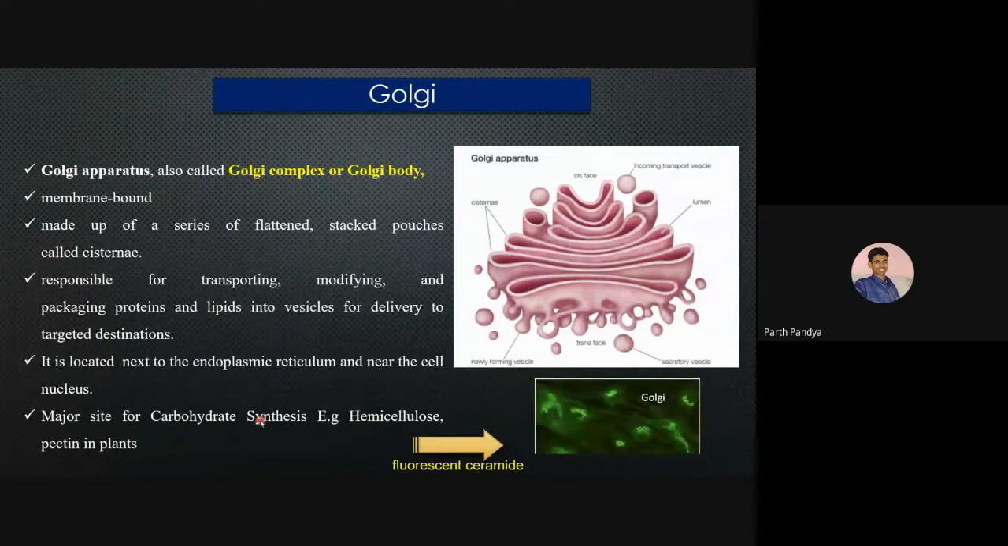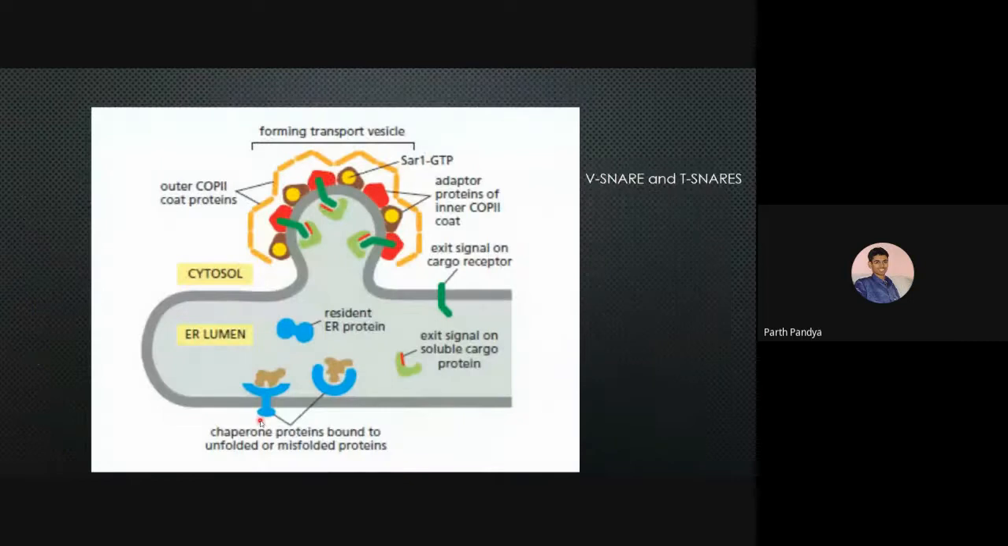Fluorescent ceramide is commonly used for staining the Golgi in both plant and animal cells. So coming back to what I said, the COP1 and COP2 proteins.